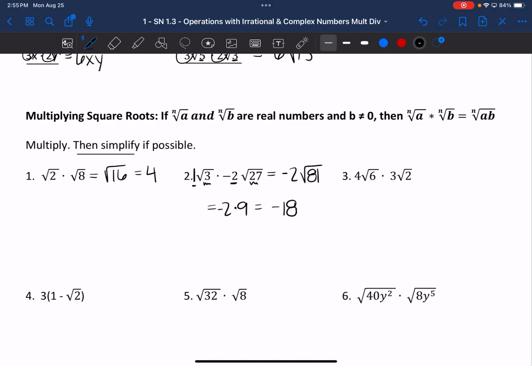Okay. All right, same idea for number 3. Multiply the coefficients, multiply the radicals. So what am I going to get when I multiply? 12 square root of 12. Very good. 4 times 3 gave us 12 on the outside. 6 times 2 gave us 12 on the inside. But can we simplify? Yes. What multiplies to give us 12 and has a square root? 4. So I'm going to rewrite this as 12 times the square root of 4 times the square root of 3. And what is the square root of 4? 2. And there was already a 12 out here, so it'll be 12 times 2 square root of 3, or 24 square root of 3. Very good.